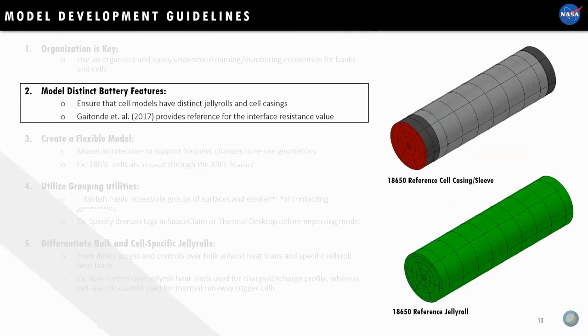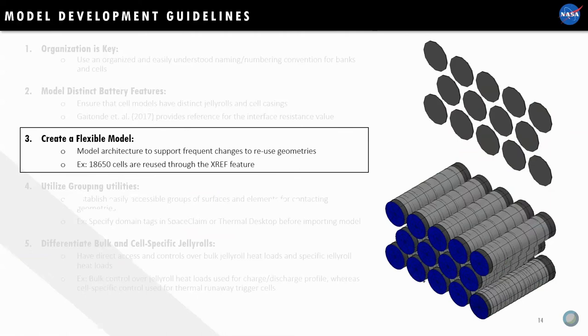The cell casing and jelly roll have different thermal properties, and therefore they're going to have different temperature profiles. The jelly roll typically gets hotter than the cell casing. Again, we'll show this in a few slides when we get to the analysis portion. Being able to access them separately will allow you to analyze their temperature profiles separately. This is advantageous because during physical testing, we can only probe the cell casing with thermocouples, which means that the highest temperature we can read isn't necessarily the highest temperature that the cell is actually experiencing. So again, modeling these distinctly is pretty important.